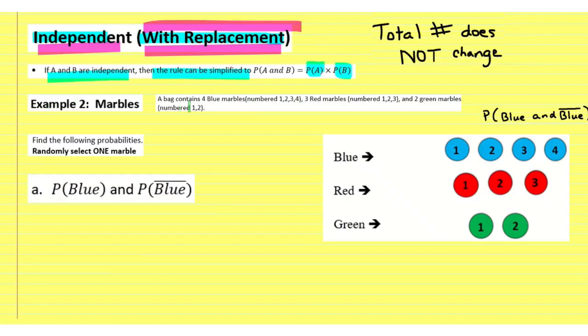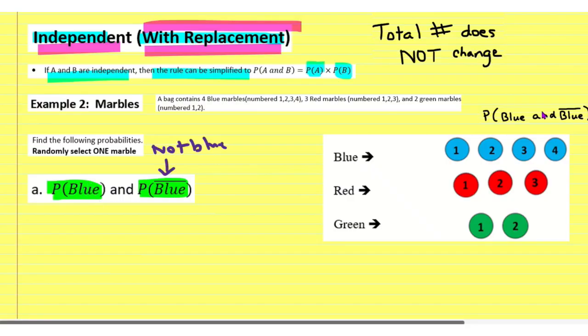So our example says that we are to find the probability of a blue marble and the probability of not a blue marble. That's what this notation right here means. The line over the blue means the probability of not a blue marble. And you may remember that from other videos. Okay, so now I need to point out something though. We're talking about replacement and whether a second event is dependent upon a first event. But the way that they've asked this question, it is not this question.